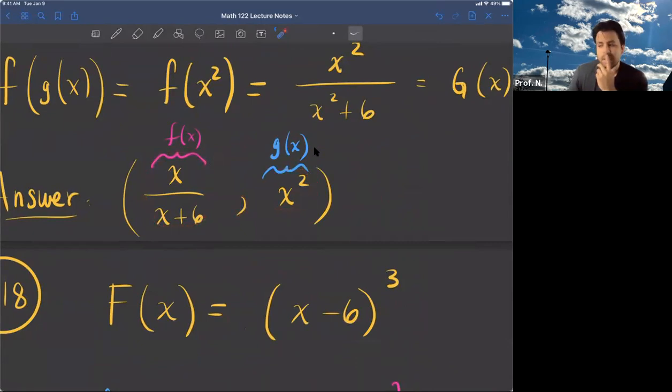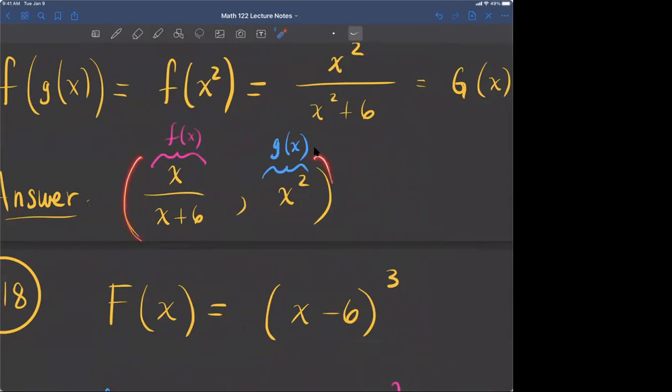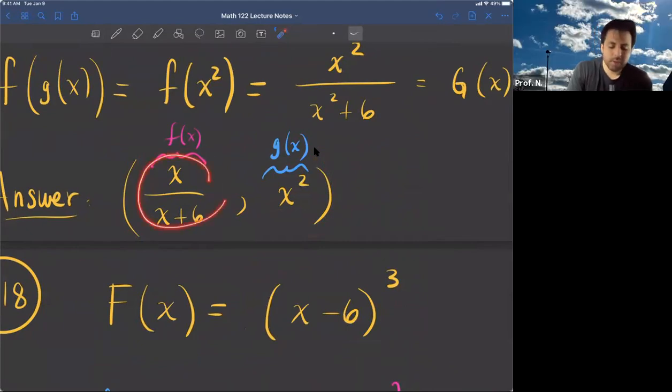You don't have to put the f and the g in the parentheses, just the function itself. So you plug in the function x divided by x plus 6, comma, and then put the other function, and that's it. That's how WebAssign wants it to be typed in or inputted. It's not necessarily a common way of expressing it, but it's just for the sake of this assignment.